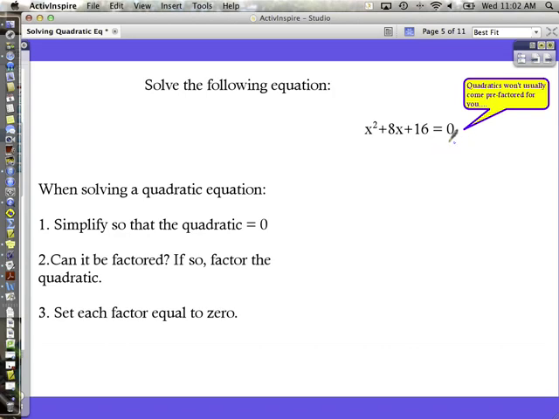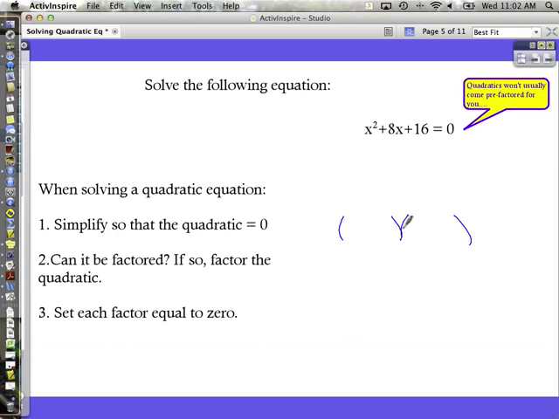So first of all, I need to make sure everything is on the same side and from highest power down to lowest power. So my x squared comes first, then my x term, then my one without an x. So I have it equals 0. Check step 1 off. Now, can it be factored? First thing we look for is greatest common factor. Is there anything that goes into all three of those terms? No, there's not. So then we start on our guess and check.